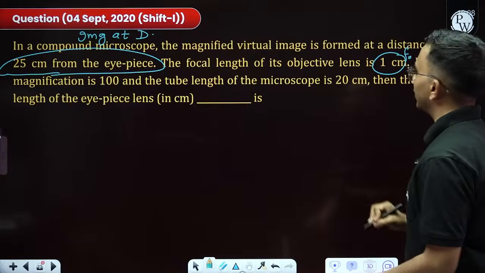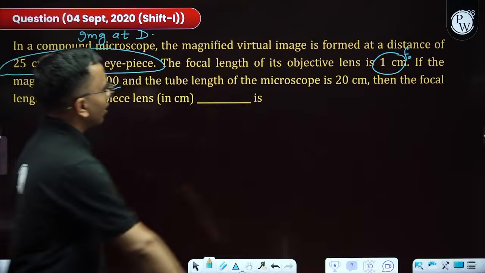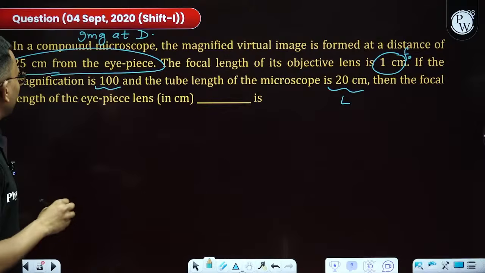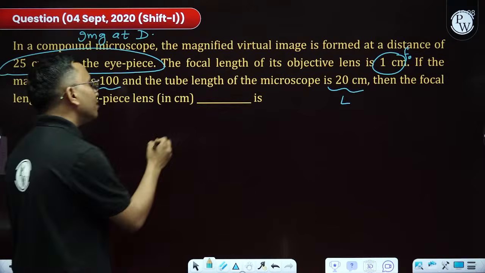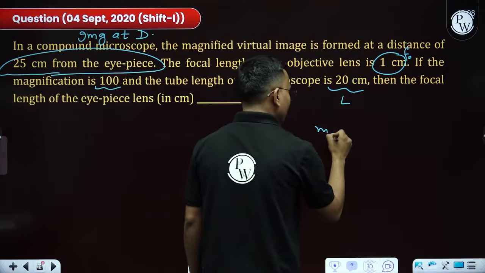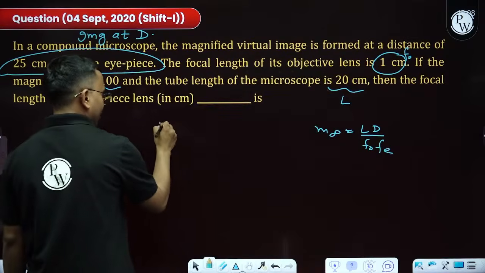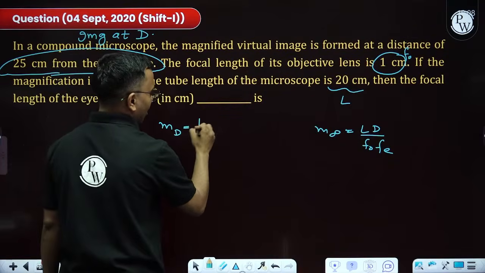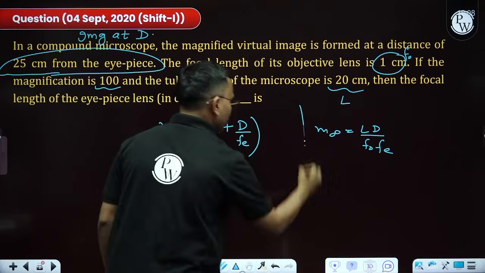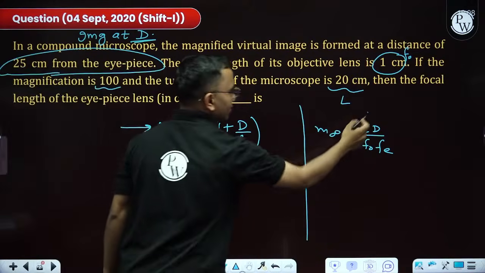This is F objective. If the magnification is 100, and the tube length of the microscope is 20 centimeter, this is my L, then the focal length of the eyepiece is? How do we write magnification when the image is formed at D? For infinity, we know this is LD divided by F naught FE, but for D, we know this is L by F naught into 1 plus D by FE. Here, because this is at D, we have to use this formula, not this.